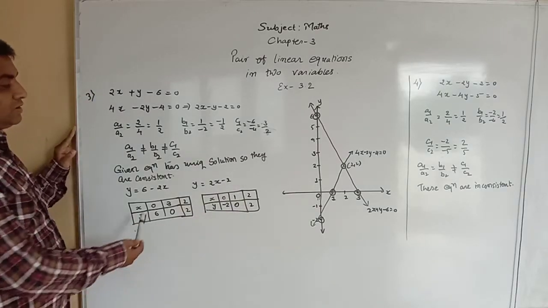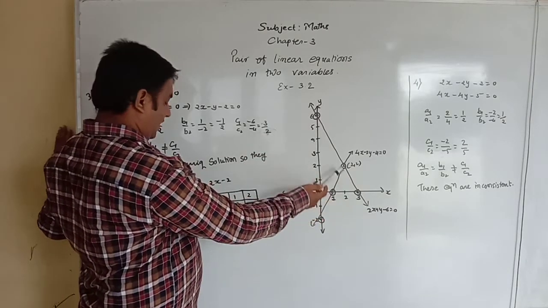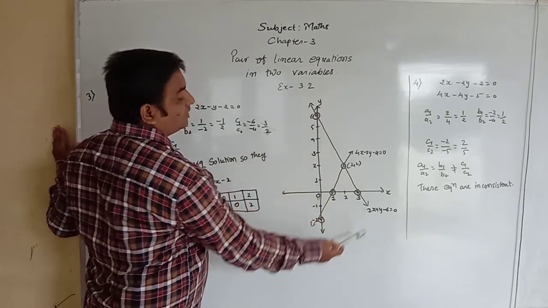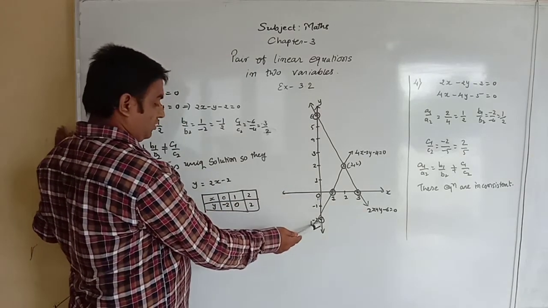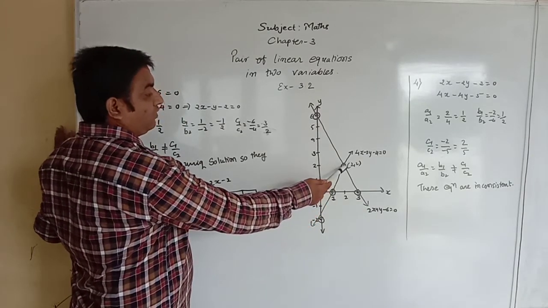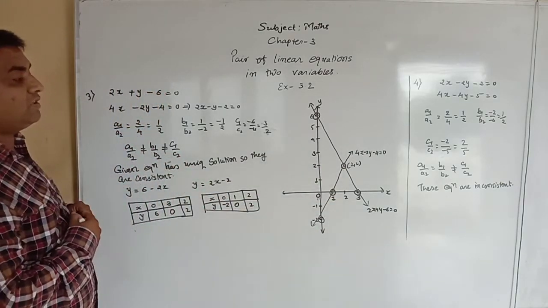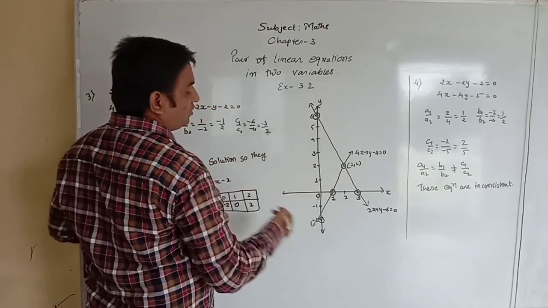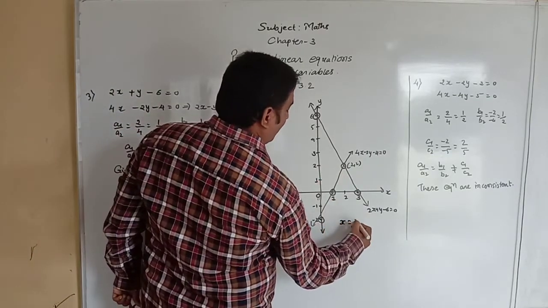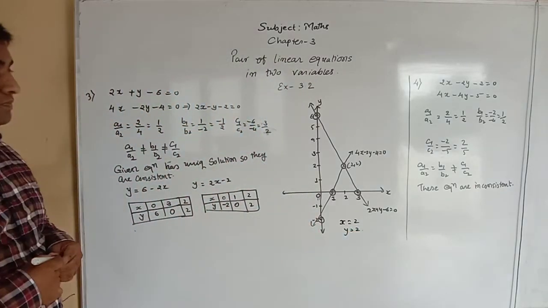And so we plot these points on the graph: 0, 6, 3, 0, and 2, 2. Then we get the line 2x plus y minus 6 equals 0. Then with 0, minus 2, 1, 0, and 2, 2, we get the line 4x minus 2y minus 4 equals 0. And so the two lines meet each other at 2, 2, and so x equals 2, y equals 2 is the solution of the given equations.